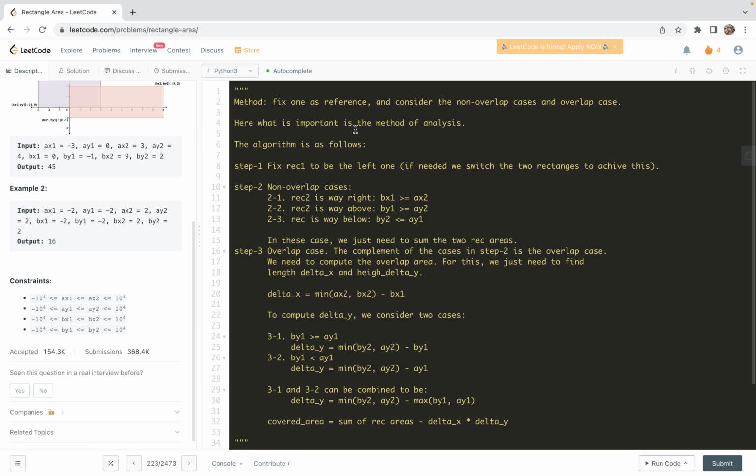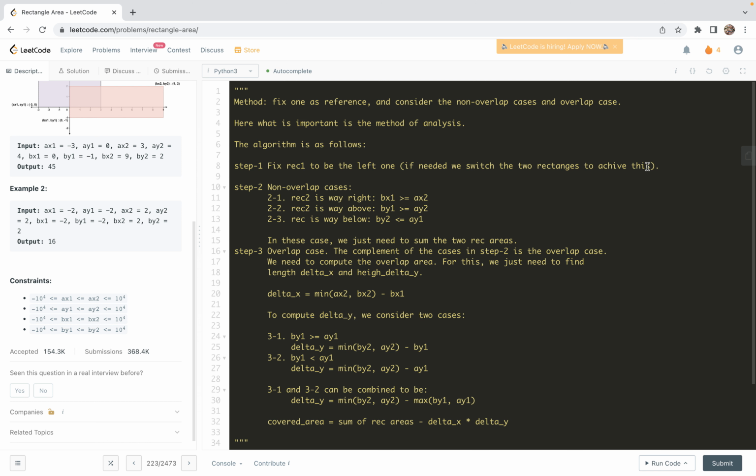Actually, for this problem, our method is the following. We're going to fix one as reference, and then consider the relative position of the other one with the fixed one. What's important, as we mentioned, is the method of analysis or reduction of the problem. So the algorithm is as follows.